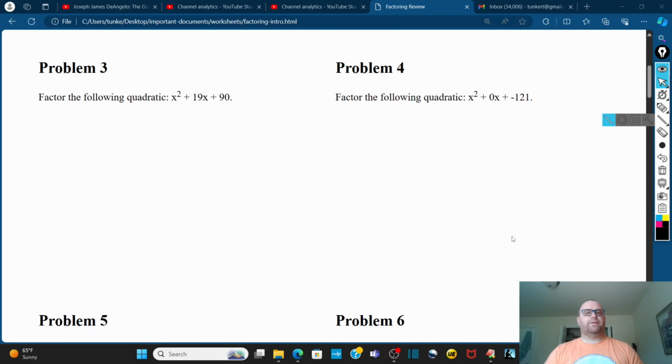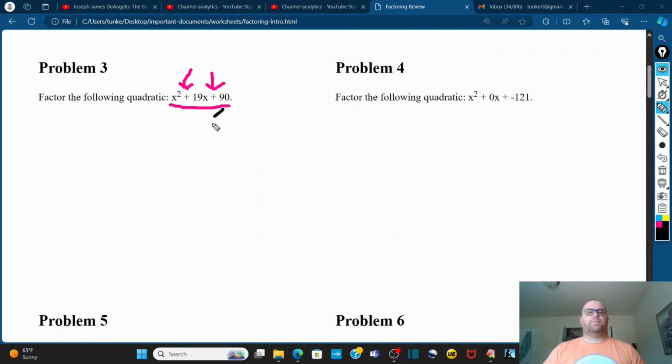All right, so let's scroll down to problem 3. Okay, so in problem 3, we have this quadratic x squared plus 19x plus 90. And we have a positive sign here. We have a positive sign here. So for 90, I'm going to list all the factors of 90. I'm going to pick the, well, not all of them. I'll just list them until I find the 2 factors of 90 that add up to 19. Okay, so let's do that.